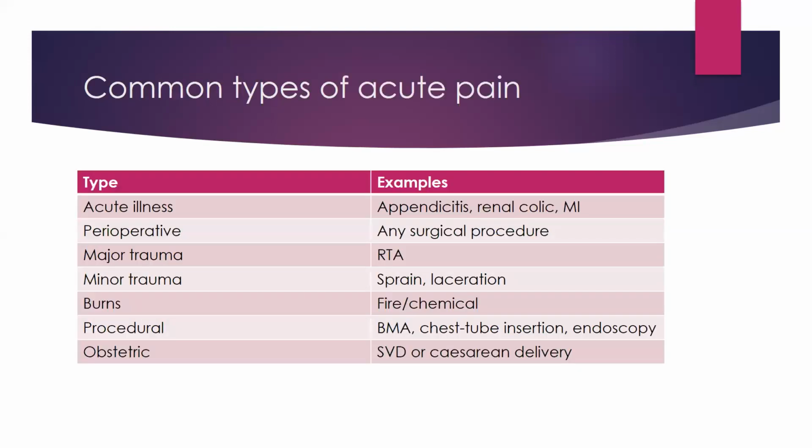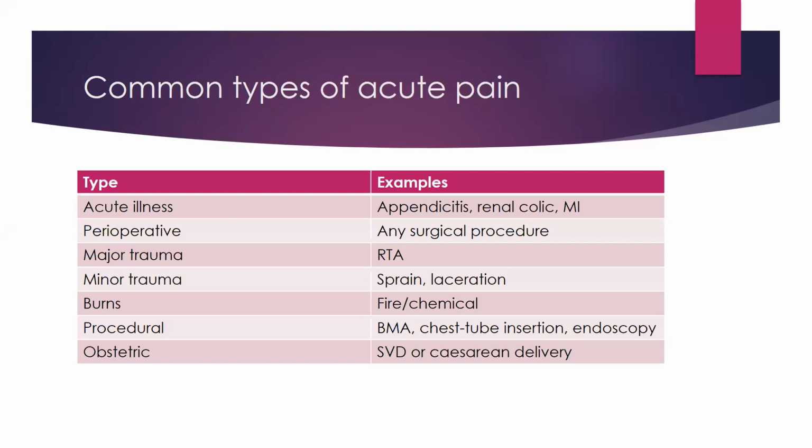So some of the common types of acute pain, or how we can classify acute pain, can be based on the cause. So we've already classified nociceptive pain as somatic or visceral, but then we can look at what is the etiology of the pain. So we can have pain due to acute illness, and you would therefore identify which illness the patient has presented with. Are they having an appendicitis, a renal colic, a myocardial infarction? So their pain is secondary to the illness.